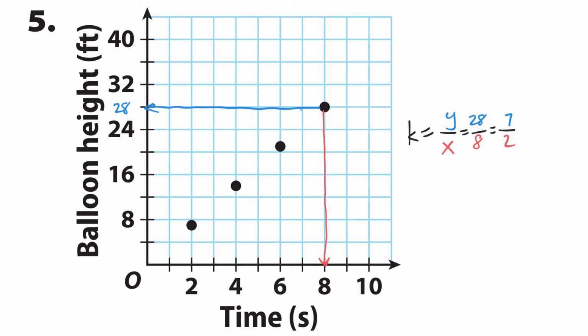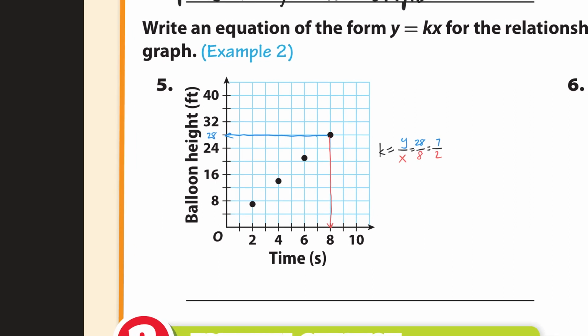So y equals kx. I just found k because they have here y equals kx, and I took the y value over the x value. So y is equal to that 7 halves, goes right here, 7 halves times x. That's it. Or you can have y is equal to 3.5 times x.